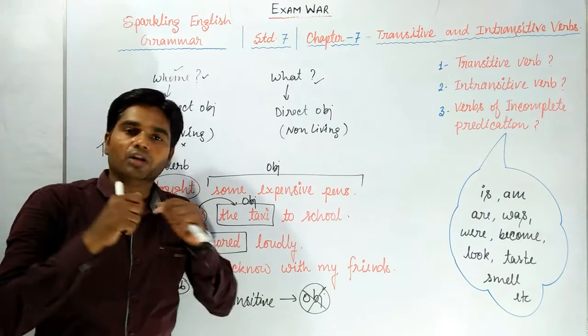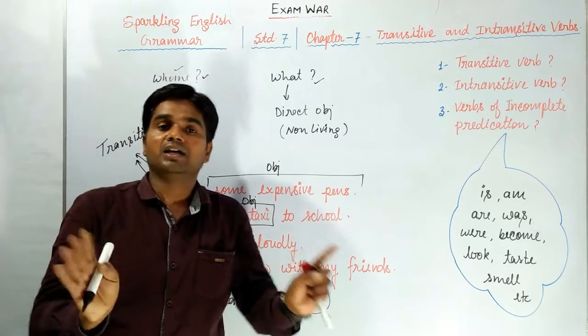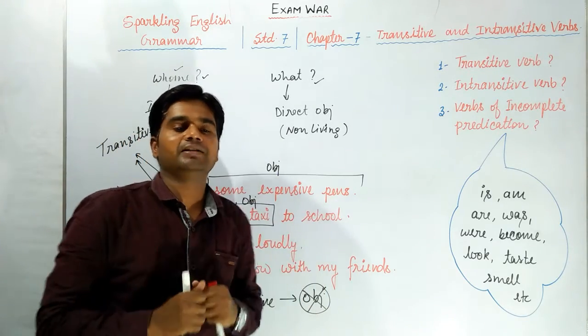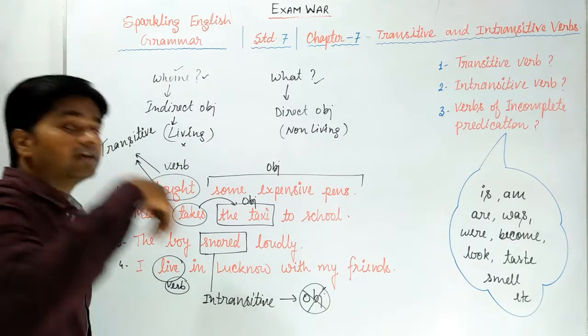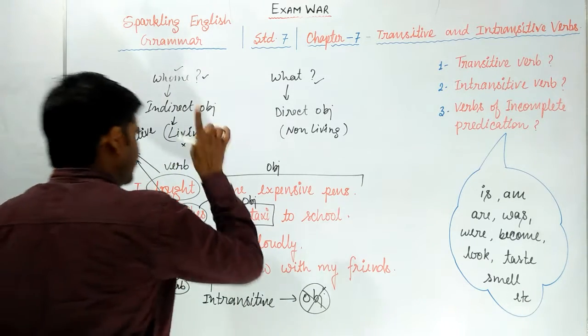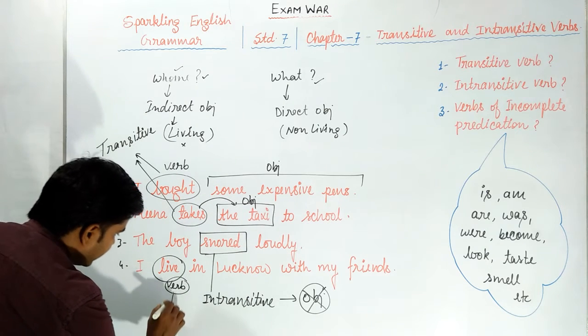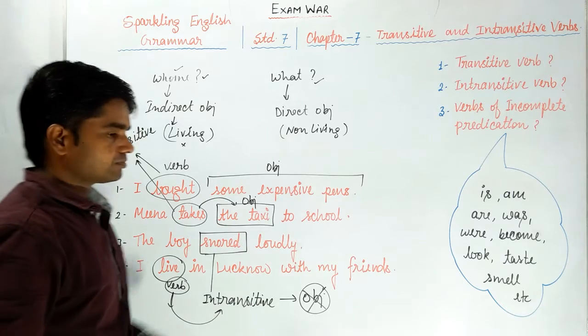I live in Lucknow with my friends. I did not ask with whom I am living. We cannot frame a question like this. So in this sentence, the verb is once again intransitive, as it hasn't its object.